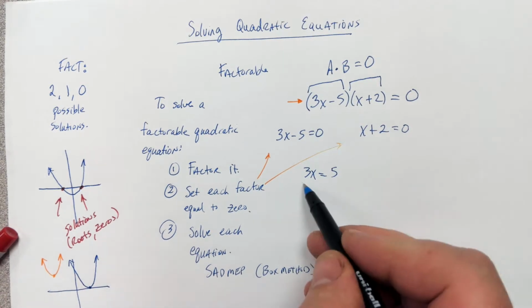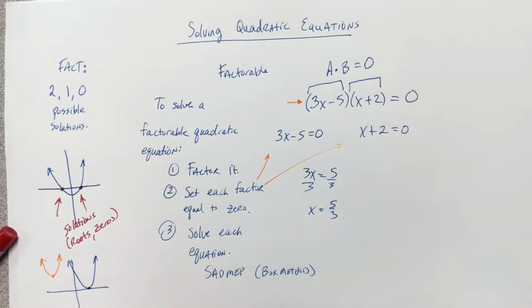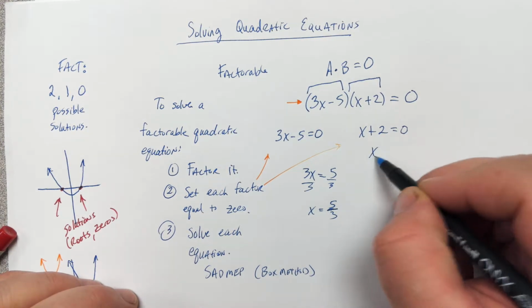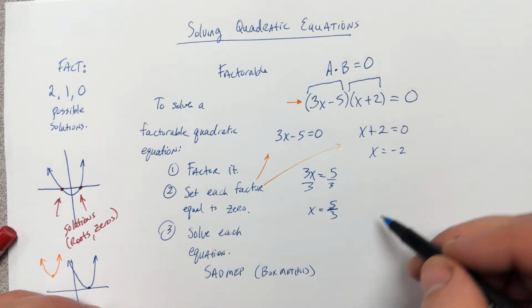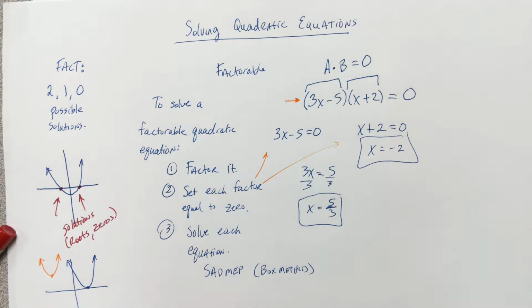And then just divide, right? X equals 5 over 3. That's one answer. It's a fraction, Sam, but that's okay. Fractions are your friend. This one, just subtract 2, right? X is equal to negative 2. So those are your two answers right there. Answer 1 and answer 2. That's it.